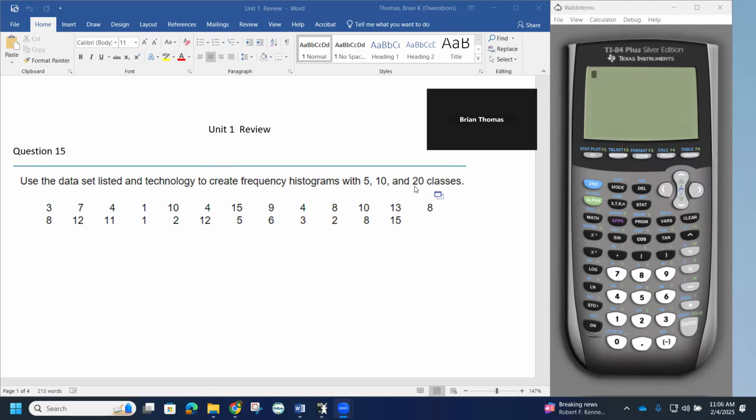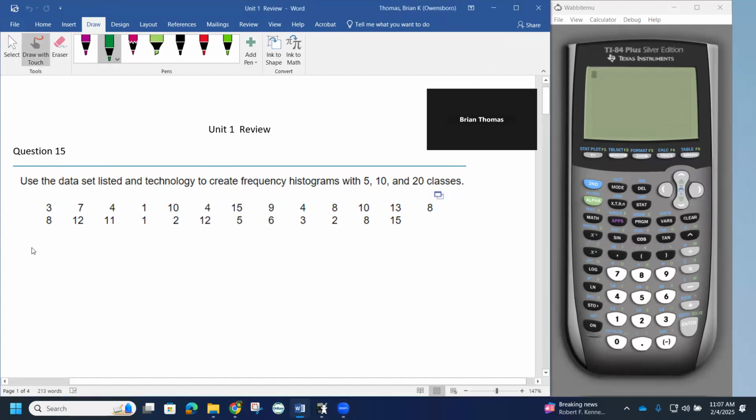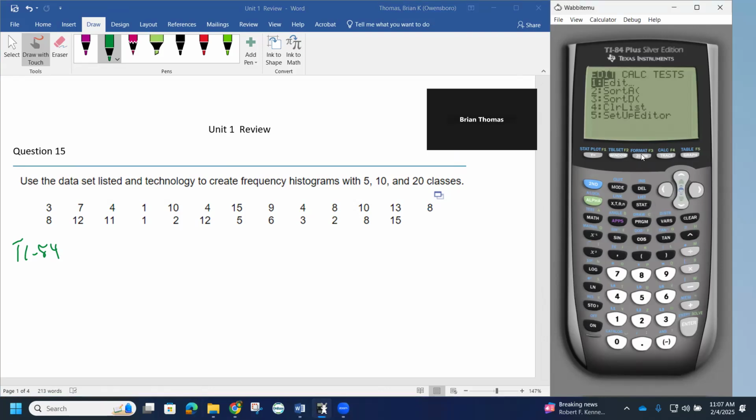So I'm going to model this one. I think the technology is the graphing calculator, so I'm going to model this with our graphing calculator. I'm going to be using the TI-84 here for this. The first thing I'm going to do is input this data into the calculator. To do that, we can hit stat and then edit.